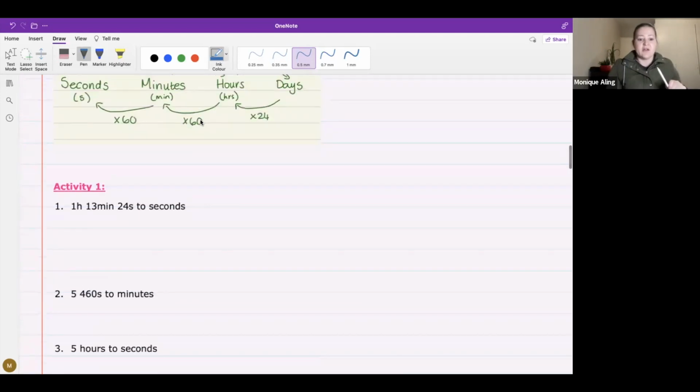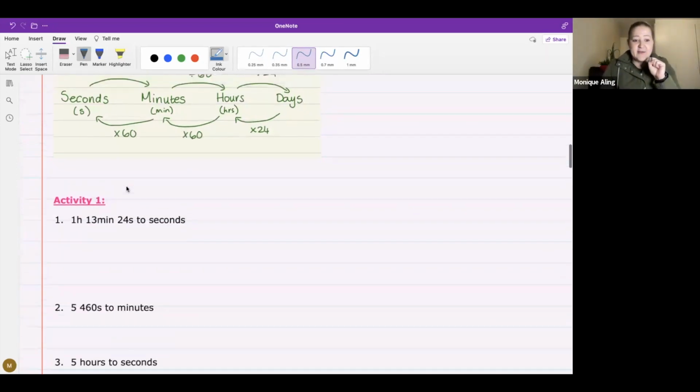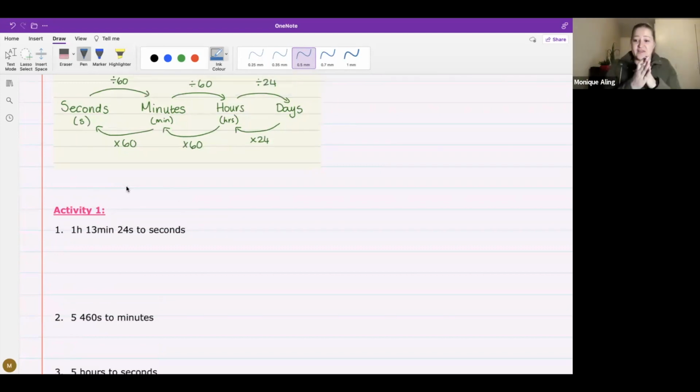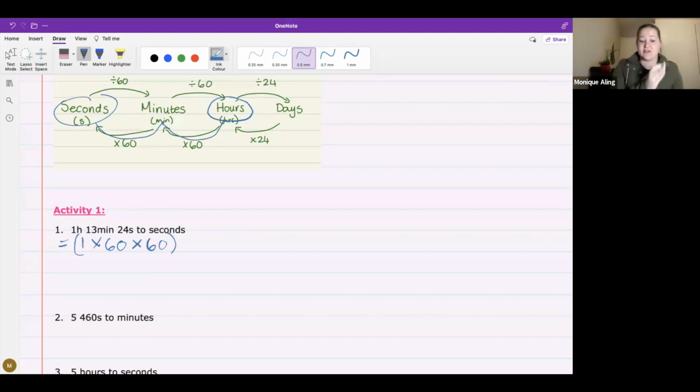Okay, so with question 1, we need to take each part and convert to seconds separately. So we're looking at 1 hour. We're going to convert that to seconds. So we are going from hours to seconds. So we're going to say our 1 hour times by 60 times by 60 again to give us our answer in seconds. So I'm just going to show all the working out. So I'm timesing by 60 twice. The first 60 gets me minutes, then seconds, plus my 13 minutes. So this time it's just from minutes to seconds.